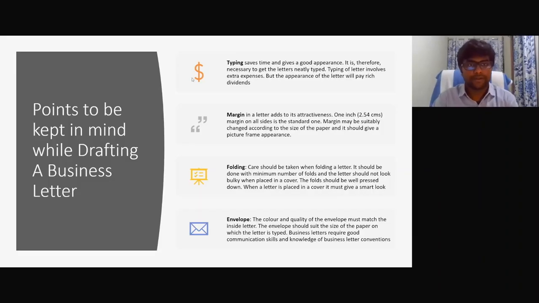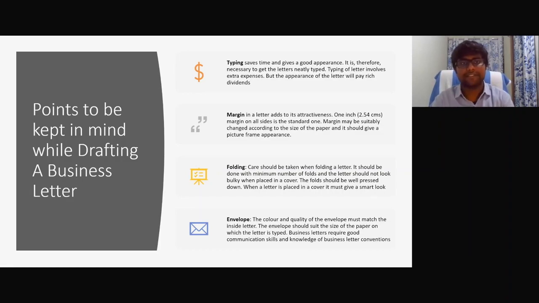The points to be remembered while drafting a business letter are: one is typing. We can also come up with a handwritten business letter, but that doesn't give a good impression. A typed business letter gives a very good impression and a good appearance. Indeed, typing a business letter comes with extra expenses, but it gives a good appearance and a well managed business letter. Next comes margins.